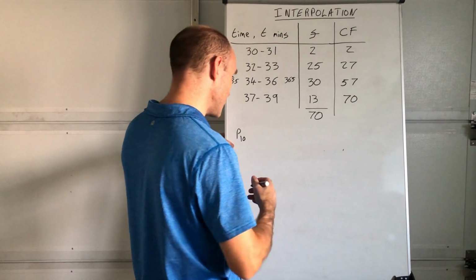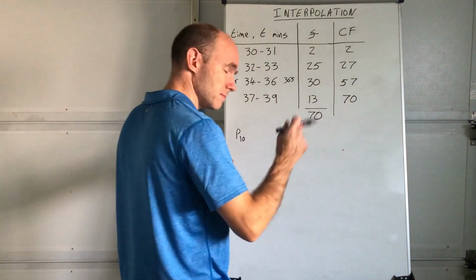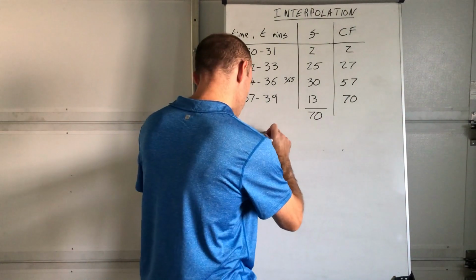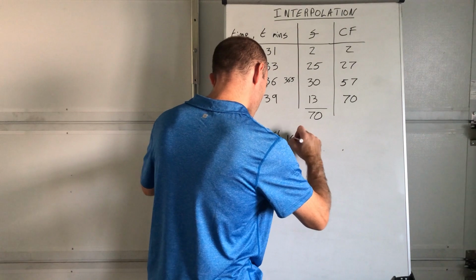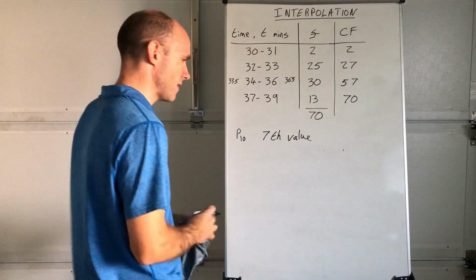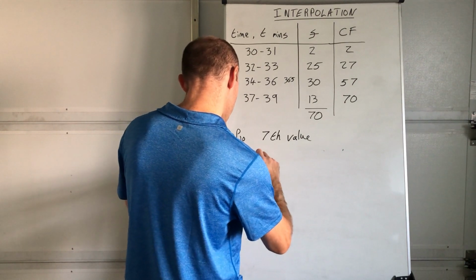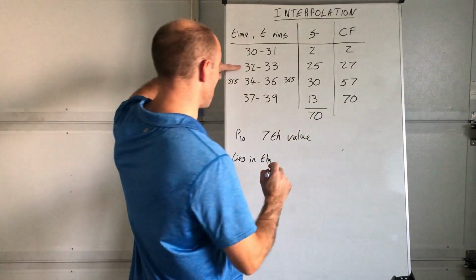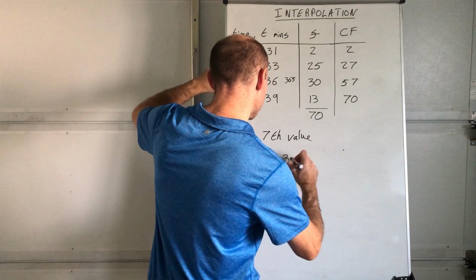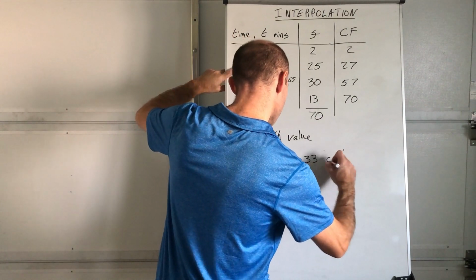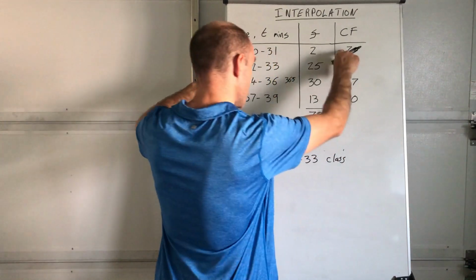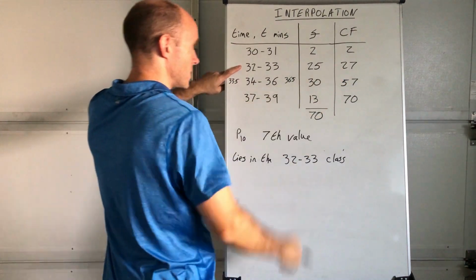So to find the 10th percentile, we find 10% of 70. It's the 7th value, okay? Which class does that lie in? It lies in the 32 to 33 class. The first two are there, then the 7th is obviously there, okay?